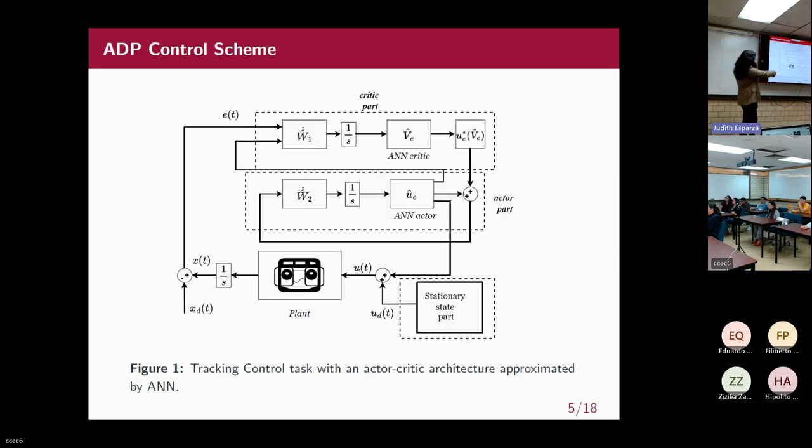Next one. I present to you a schematic way to see the control part integration in this kind of approach. First, as I mentioned before, we have our system, our vehicle in our case, and this is a tracking control problem. So, as we can see, we obtain the tracking error, and we have next two important parts, both the critic part and the actor part. And why? Because this is an approach of adaptive dynamic programming control with an actor-critic controller architecture.